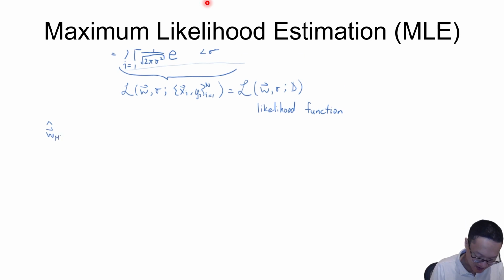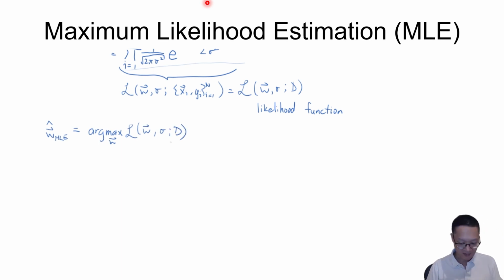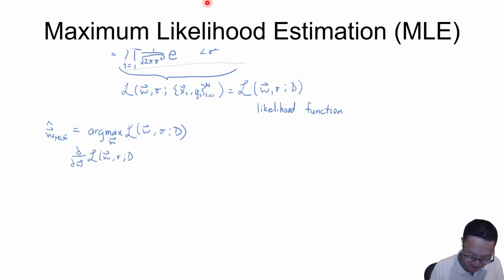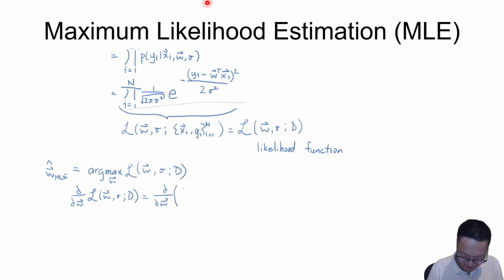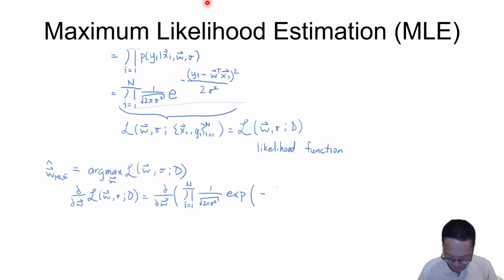So we would like to find the optimal parameters. I'm going to call it w_MLE, where MLE stands for maximum likelihood. This is the arg max over w of our L function of w, sigma, and the data. To maximize this, we take the derivative, or in this case not the Jacobian but the gradient, of L with respect to the parameter we want to determine. So this is the gradient of the entire expression we had above. Just to make my writing life easier, I'm going to write exp, but it really means e to the power of, over 2 sigma squared.